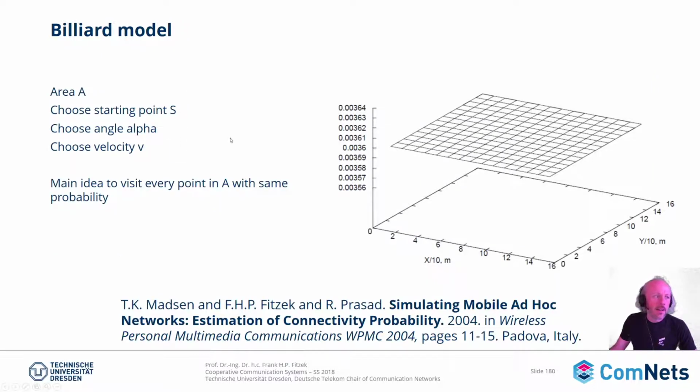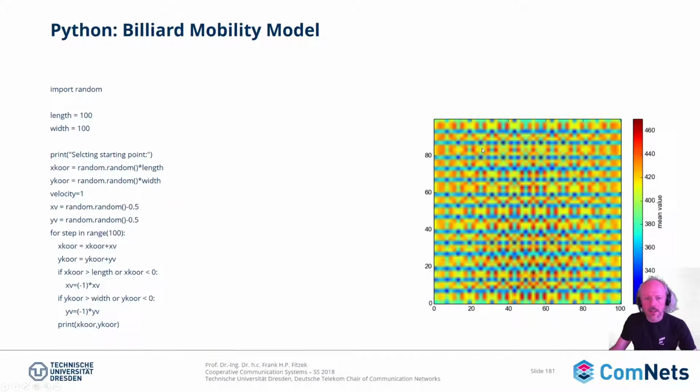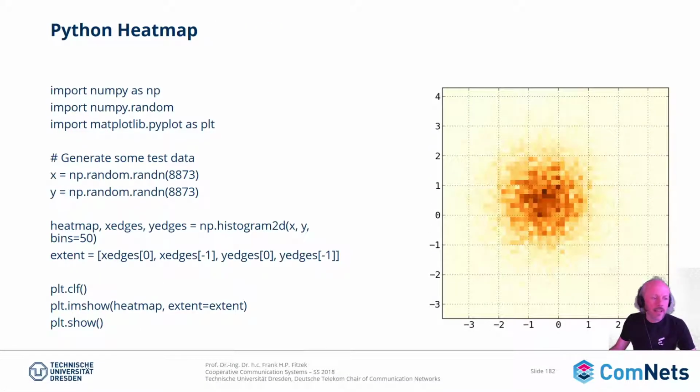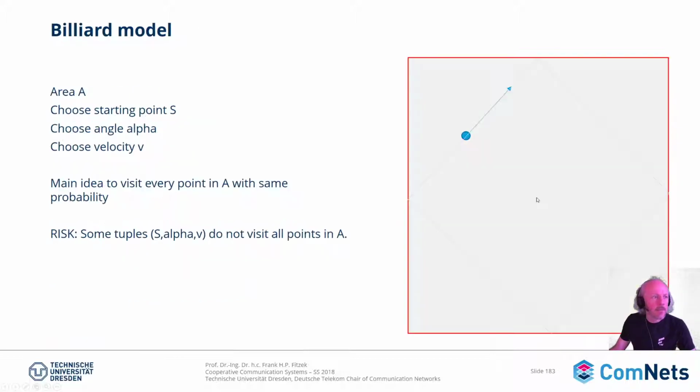So if you look at the distribution function over time, you see every point will be seen at least once, or with the same probability. We have done some evaluation already in 2004 about mobility models there. You can try it yourself with a Billiard mobility model. It's very easy in a Python script. And you can do the same with heat maps to see where the devices are. This is not the endpoint, this is the starting point, as you can see.